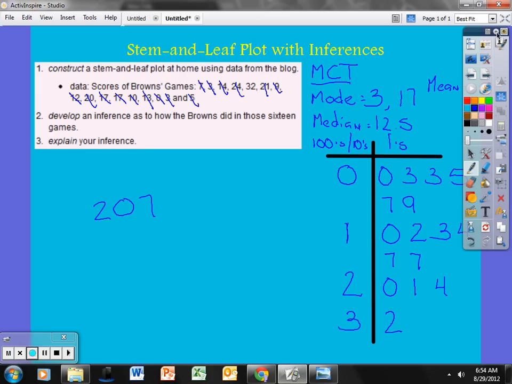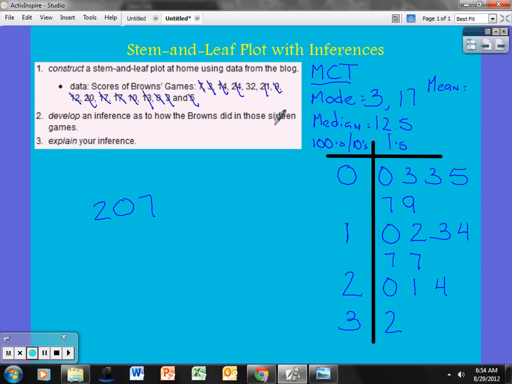Uh-oh, I just forgot how many games I added up. Oh wait, it says in those 16 games, so there should be 16 numbers. Let's double check. Because these are the stems, these are the leaves, so these two combined make one number. So 1, 2, 3, 4, 5, 6, 7, 8, 9, 10, 11, 12, 13, 14, 15, 16. So I can divide this by 16. 207 divided by 16 equals 12 and 9,375 10,000ths.